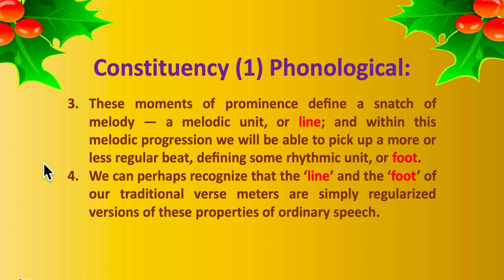We continue our discussion, that is to say constituency at the level of phonology, interpreting text at the level of phonology. Point number 3. These moments of prominence define a snatch of melody, a melodic unit or line, and within this melodic progression, we will be able to pick up a more or less regular beat, defining some rhythmic unit or foot. Look, there are 2 terms, line and foot. At the end of the lesson, I have already given separate definitions for such terms.